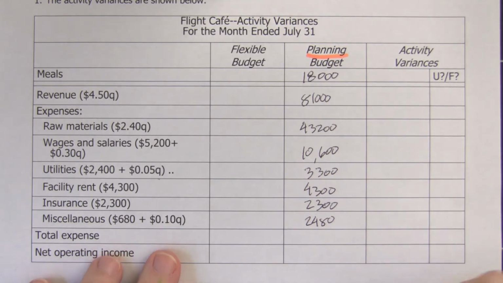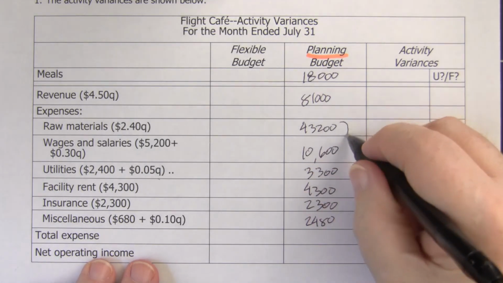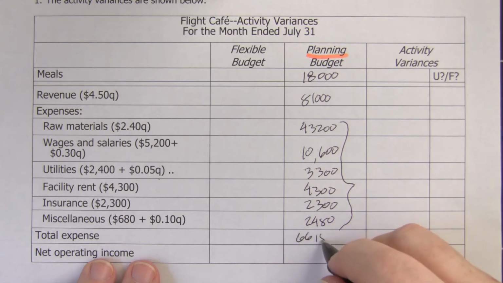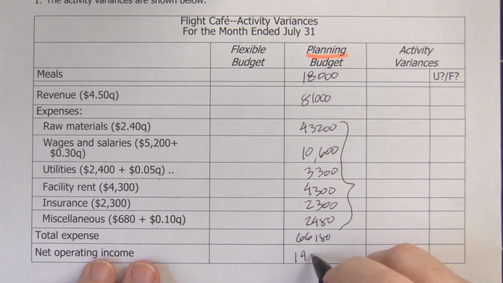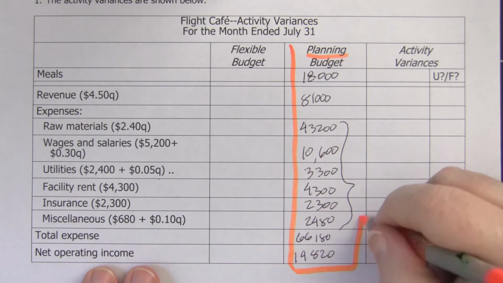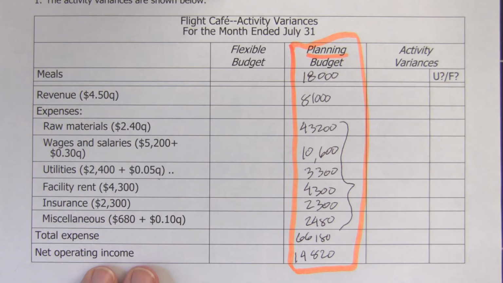So altogether, our total expenses added together come to $66,180, and that's $14,820 planned income. Keep in mind, this entire column is planned. It's hoped for. It's budgeted.